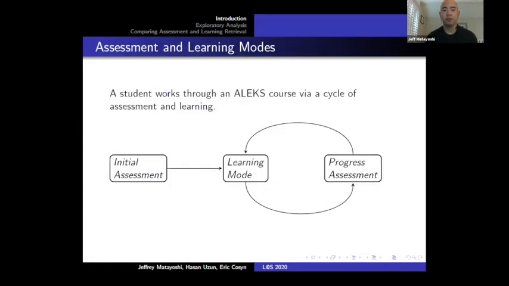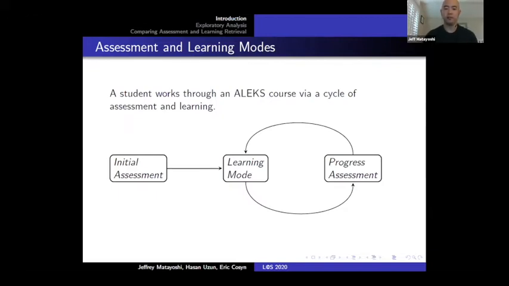Okay, so something else important that we'll need to give a brief sketch of is how a student works through this system. So the student starts with what's called an initial assessment, and this is a broad, high-level assessment that just tries to identify what the student knows at the beginning of the course. And then from there, they start working on the topics, learning them in what's called the learning mode. And eventually, after they learn a certain amount, they go and take a progress assessment. And this progress assessment is going to be important because that's going to be our mechanism for one of our retrieval practice examples.